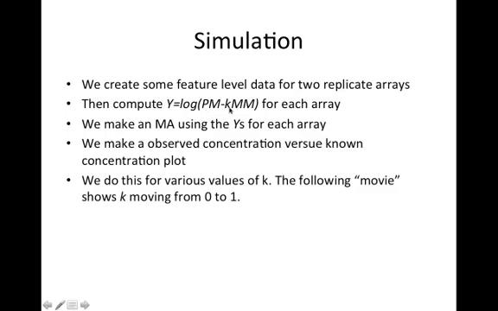So the 2 extremes are going to be when k is 0, that means we're not background correcting at all, and at the other end of the spectrum, k equals 1, where we are background correcting very aggressively. We're subtracting the MM completely. Then I'm going to show you several points in between so you can see how the variance increases. I'm going to show you an MA plot, which is a good way to see how the variance grows, but we're also going to make a plot showing the observed data compared to the known truth. I'm generating this with simulation so I know what it is.